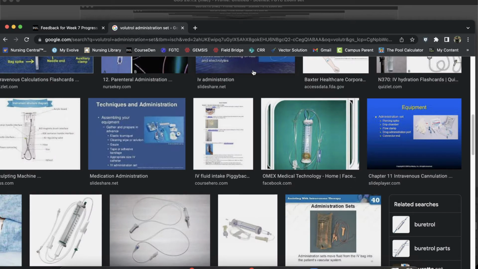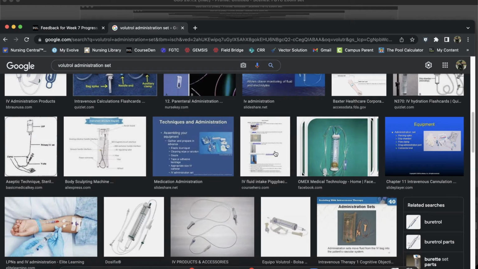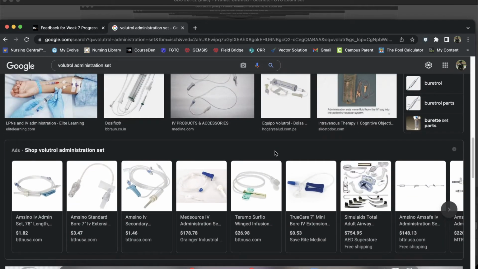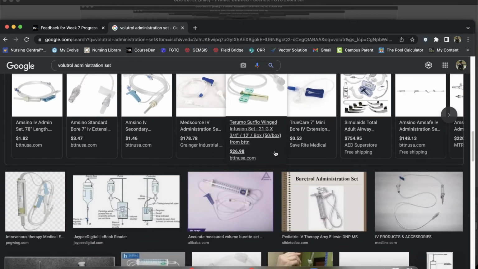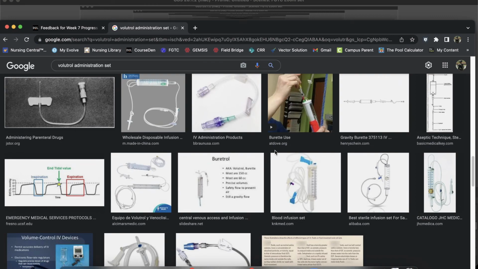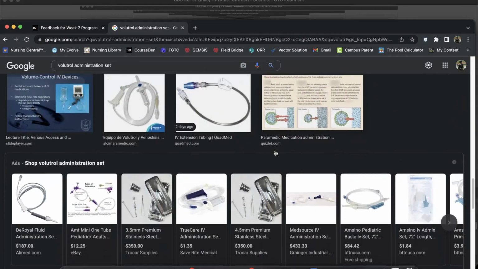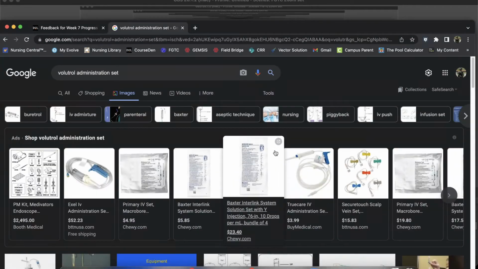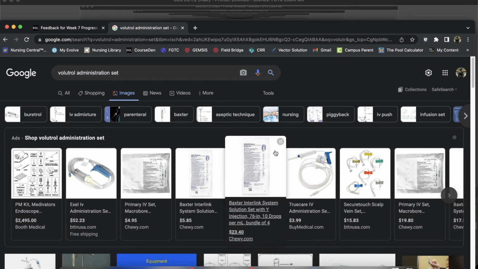We don't use this much for adults because, frankly, they're not as sensitive to fluid overload as pediatrics are, and so it's not near as big of a concern. But for babies, it can be a real big issue. And so you would use the Volutrol or the burette set.